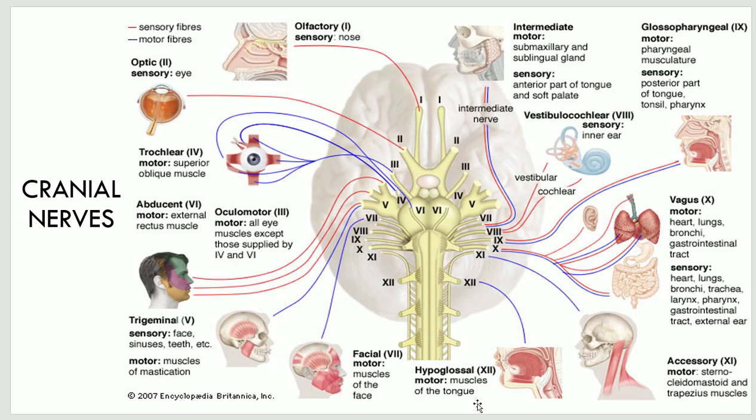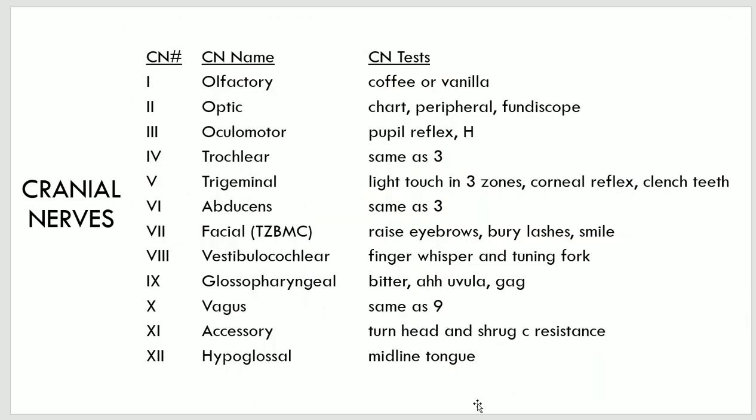You'll need to know what goes where. You'll need to know motor, sensory. So study that, make flashcards. Another one you need to make flashcards for because you will be asked this. So these are how we test these 12 different nerves. And again, know these, know the Roman numerals.